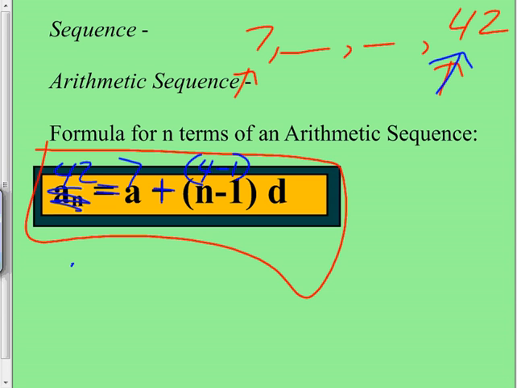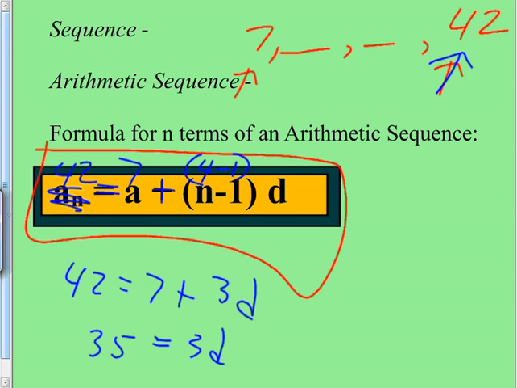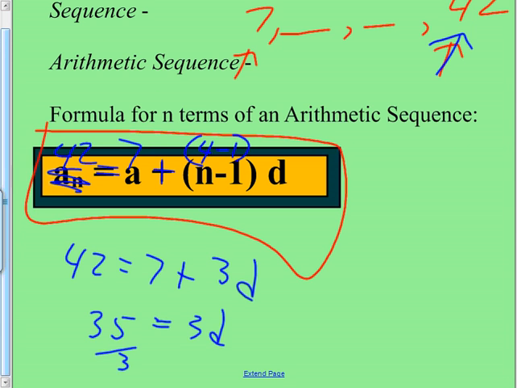Okay, so we're going 42 equals 7 plus 4 minus 1 is 3D, and you're subtracting 7. So then you get what? 35 equals 3D, and then what do you do? You divide by 3 on both sides, and you get 35 thirds. Yay, I figured out D.